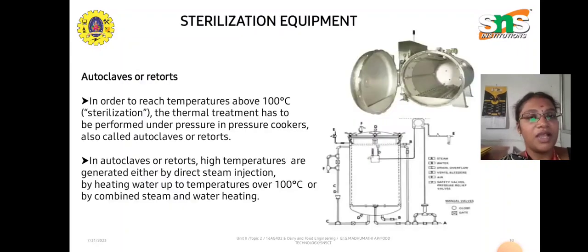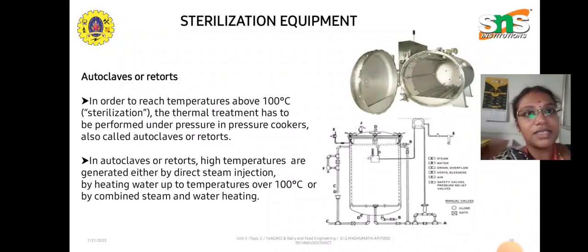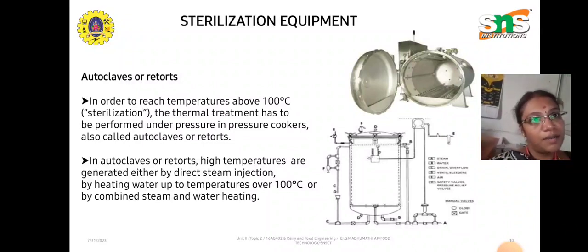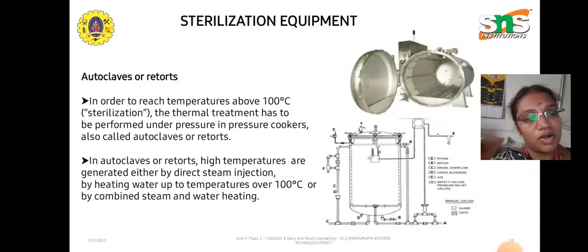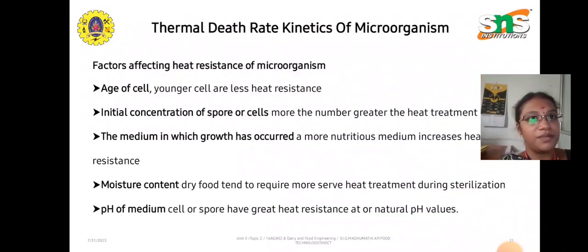An autoclave is the equipment used for the sterilization process, otherwise called retort equipment, where sterilization is done above 100 degrees Celsius under pressure, like pressure cookers. In this, high temperatures are generated either by direct steam injection, by heating water to temperatures over 100 degrees, or by using a combination of steam and water. Based on that, we calculate the thermal death rate kinetics.